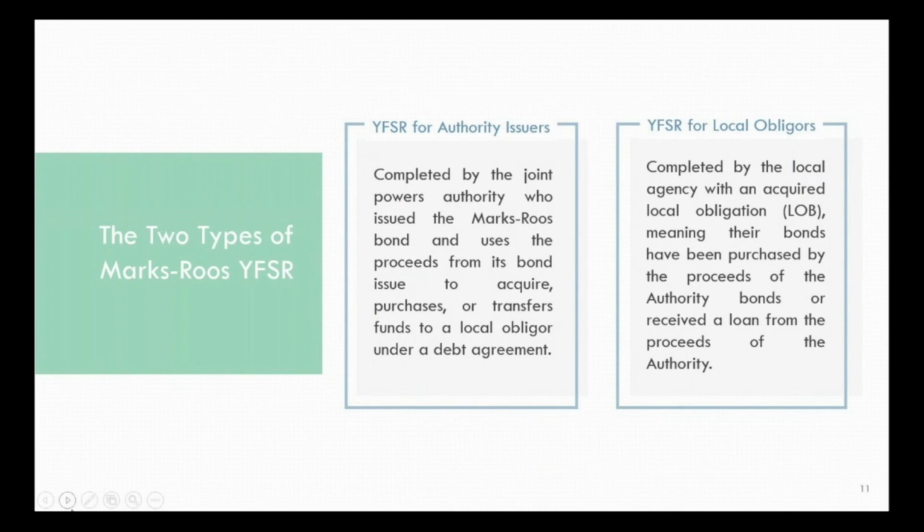The yearly fiscal status report for local obligors is completed by the local agency with an acquired local obligation, meaning their bonds have been purchased by the proceeds of the authority bonds or received a loan from the proceeds of the authority.